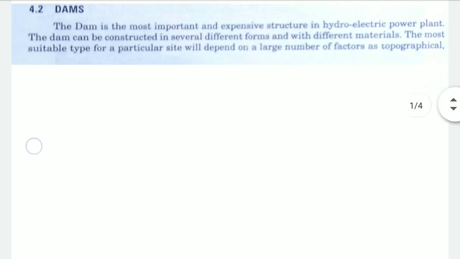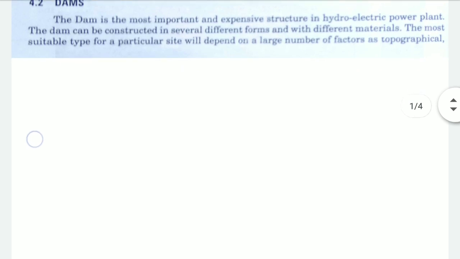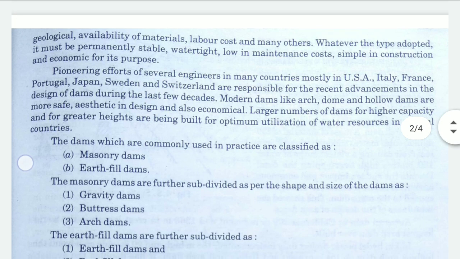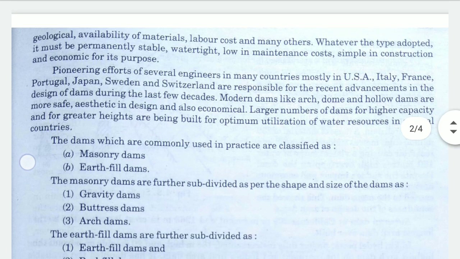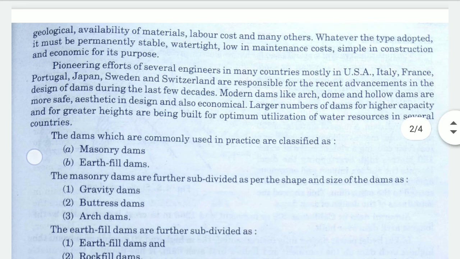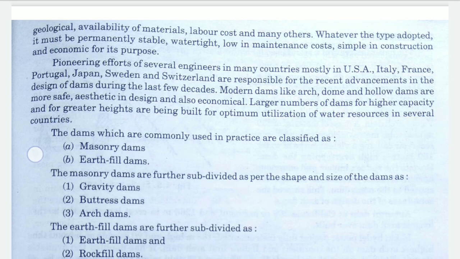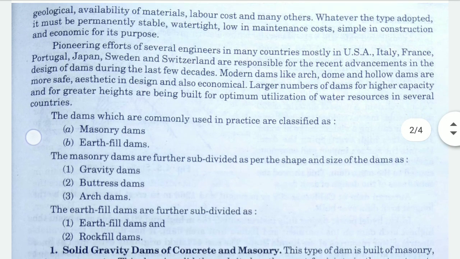The choice depends on a large number of factors such as topographical, geological, availability of material, labor, cost, and many others. Whatever type of dam is adopted, it must be permanently stable, watertight, low in maintenance cost, simple in construction, and economic for its purpose.